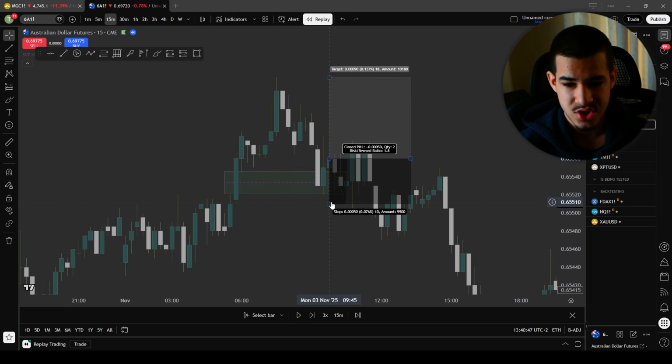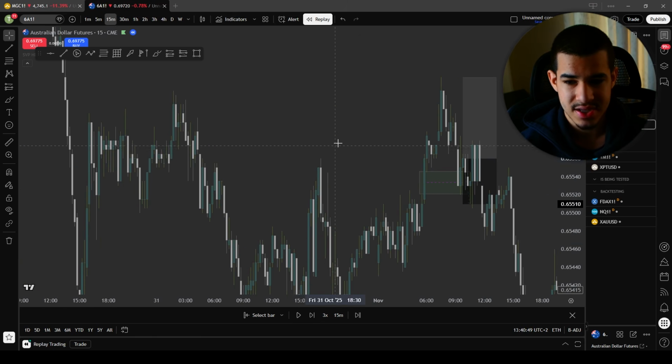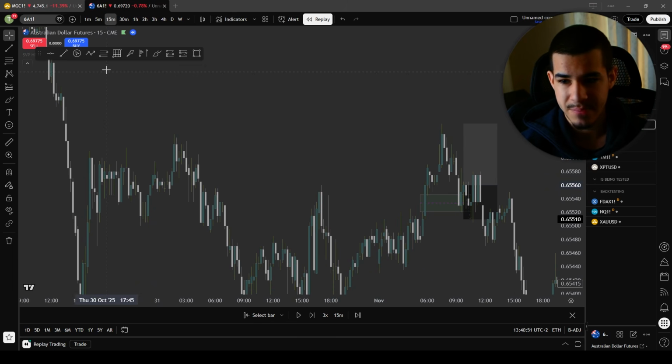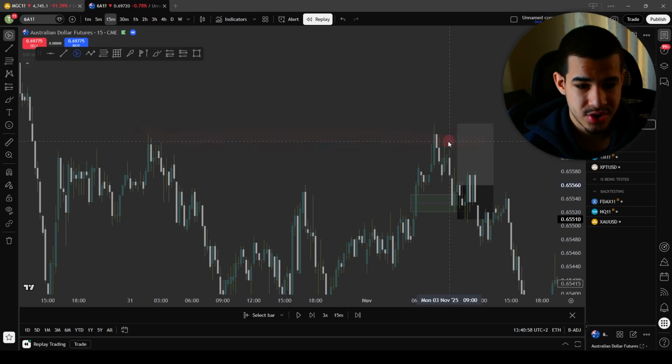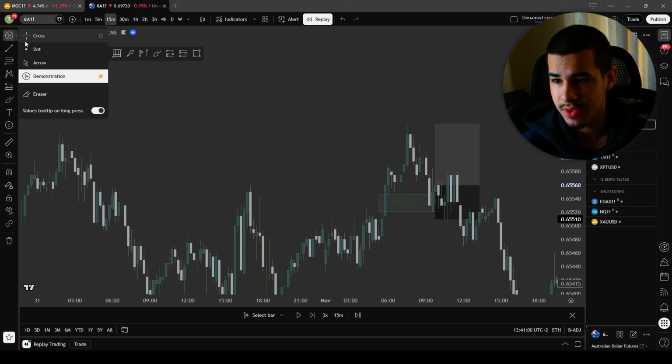I usually don't take re-entries. I mean, this is not really a re-entry, but it is a clean setup, and I think it would be worth doing. Now, I definitely do not like us sweeping the previous liquidity like that, but it's okay. All the other factors do come nicely into this.